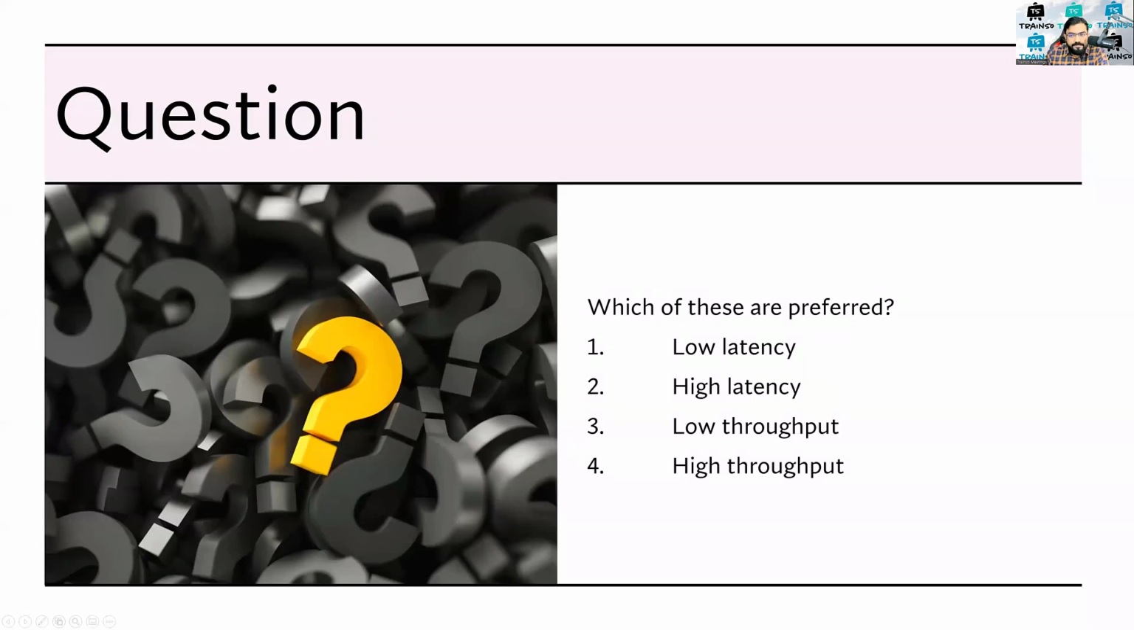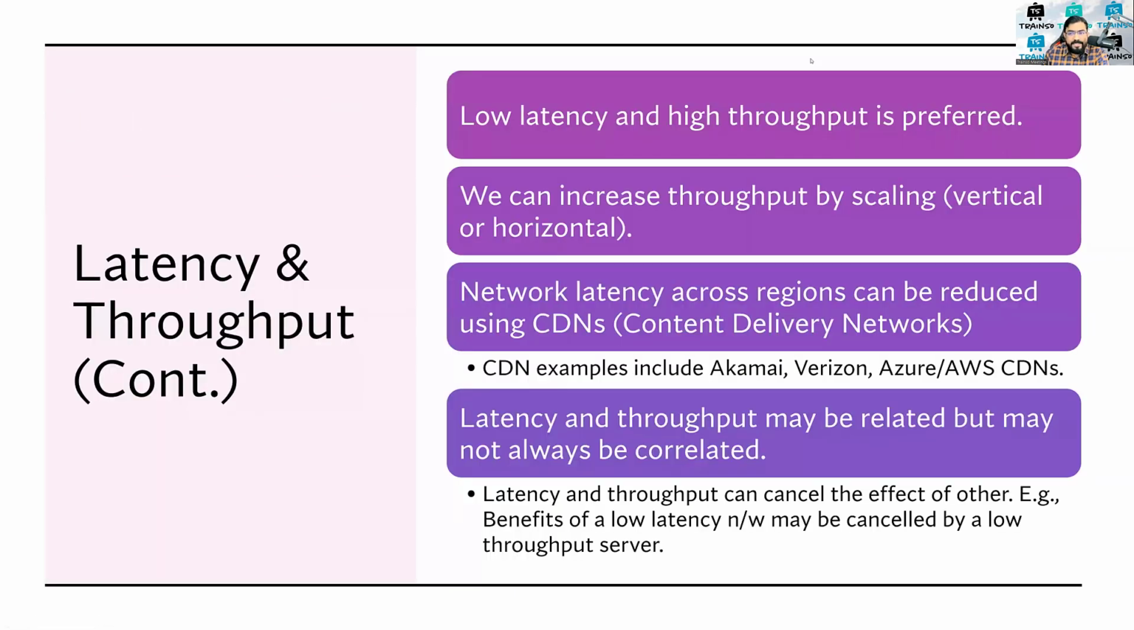So key question, which of these are preferred? Low latency, high latency, low throughput, high throughput? I need two answers. Okay, low latency and high throughput. Low latency and high throughput is always preferred. So we can increase the throughput by scaling, vertical or horizontal. And network latency across regions can be reduced using CDNs or content delivery networks.